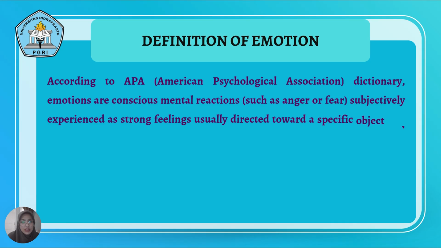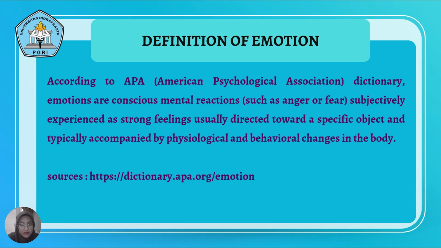The first is the definition of emotion. Before I explain further about emotion, we need to be clear on its definition. Emotion is a complex reaction involving experiential, behavioral, and psychological elements by which an individual attempts to deal with a personally significant matter or event. According to the APA, or American Psychological Association, emotions are conscious mental reactions such as anger or fear, subjectively experienced as strong feelings, usually directed toward a specific object and typically accompanied by psychological and behavioral changes in the body.